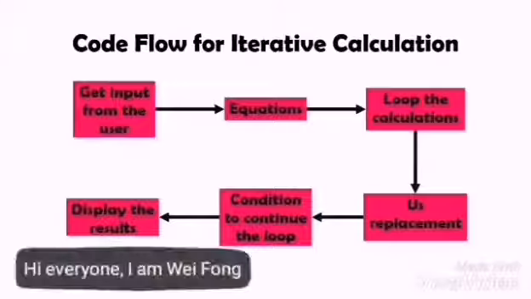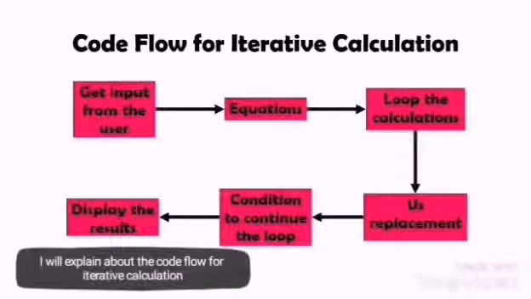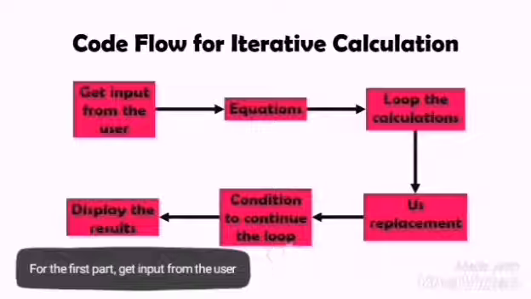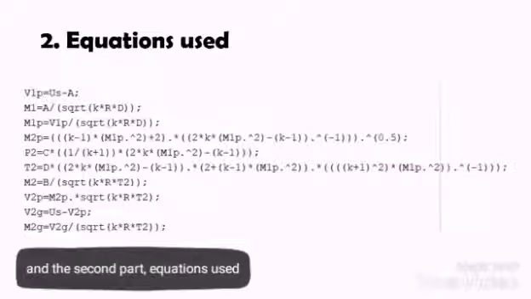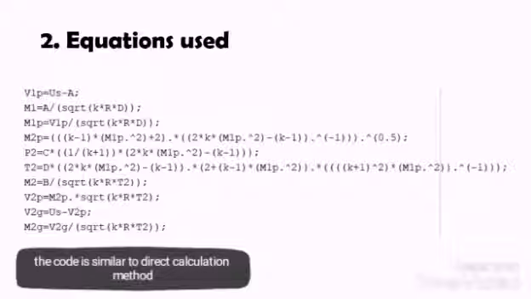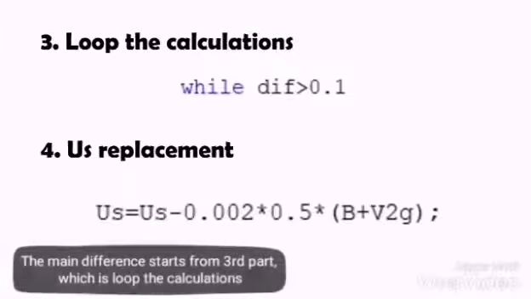Everyone, I am Fong. I will explain about the code flow for iterative calculation. For the first part, get input from the user, and the second part, equations used. The code is similar to direct calculation method. The main difference starts from the third part, which is loop the calculations.